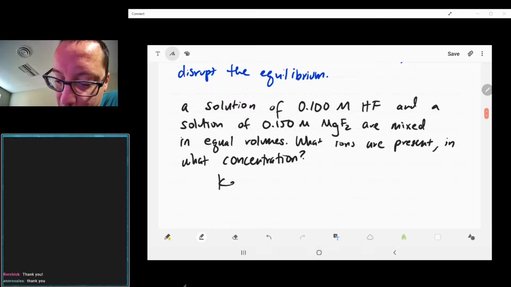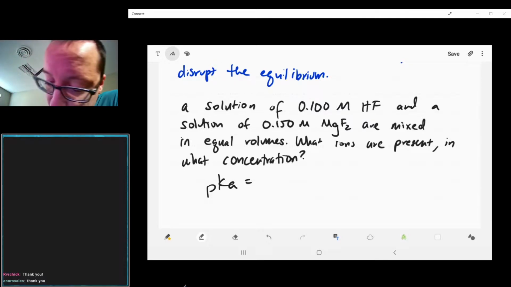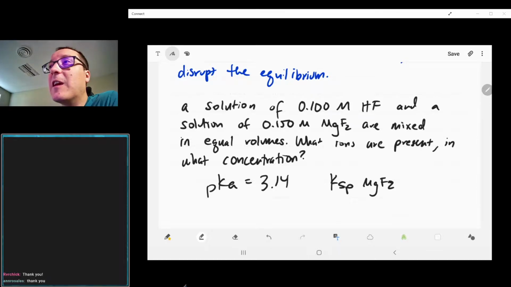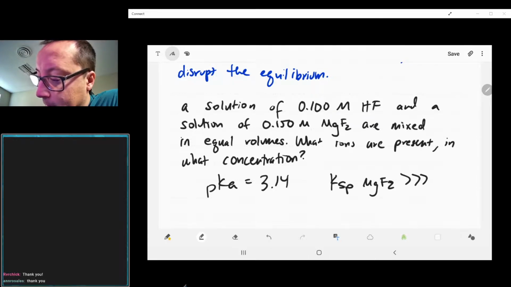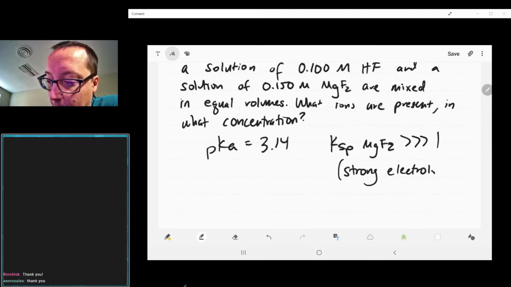Let's just have a couple more bits of this. If we have the pKa of HF, which I swear we've used so many times by now, I should have it memorized, but I don't. Let's see, HF is 3.14. And then we're going to assume that what's called the solubility product constant for magnesium fluoride is much greater than 1, so we're going to just assume that it acts as a completely strong electrolyte, where we're not going to have to worry about its effect on the equilibrium. So let's just go ahead and assume that.